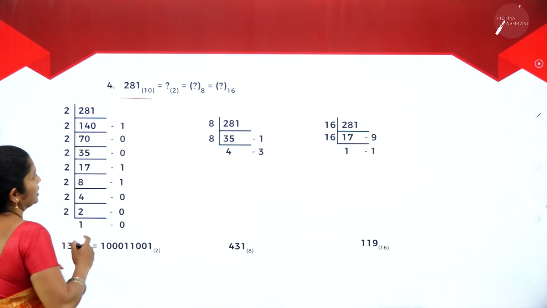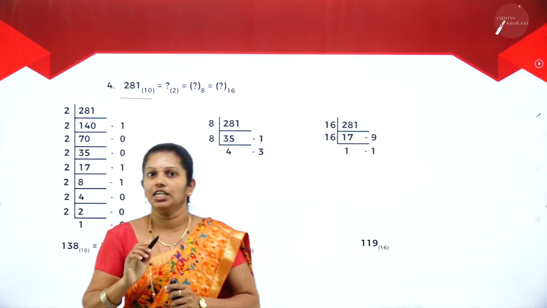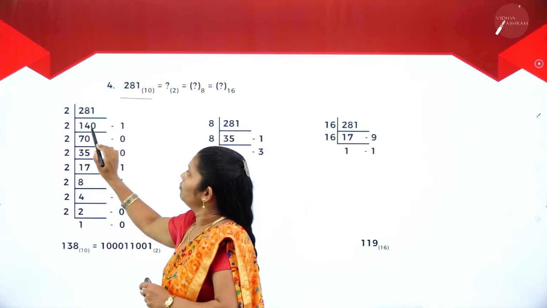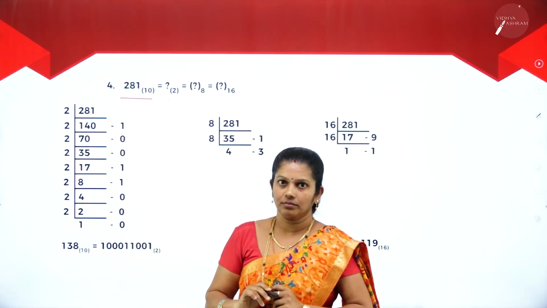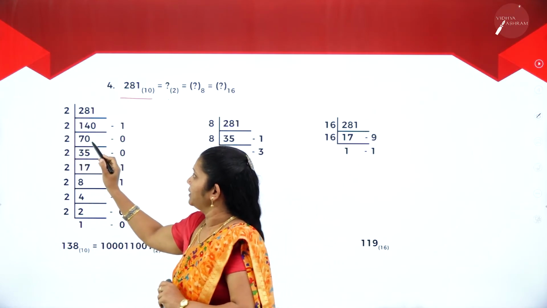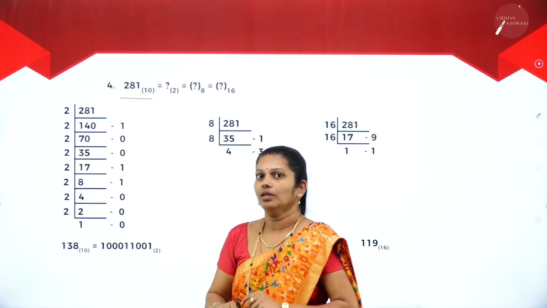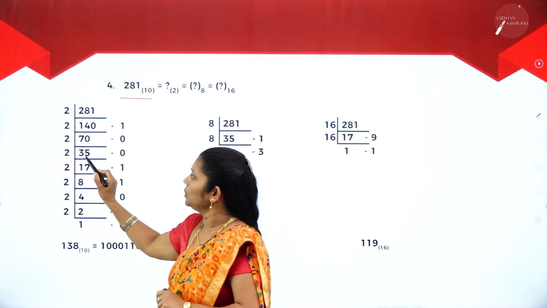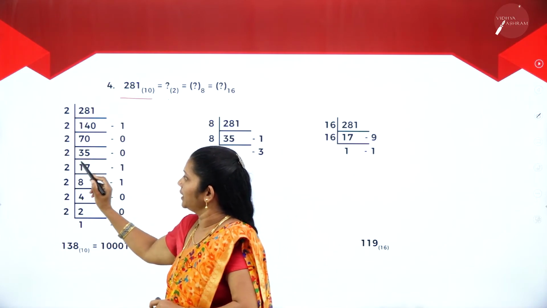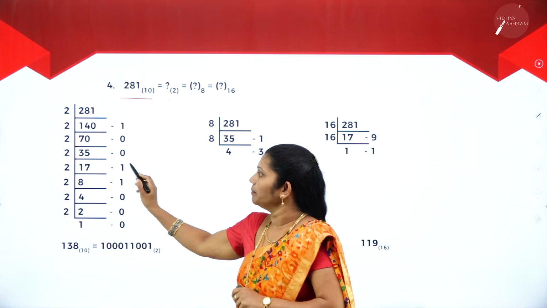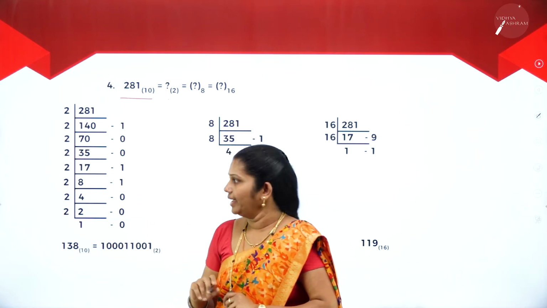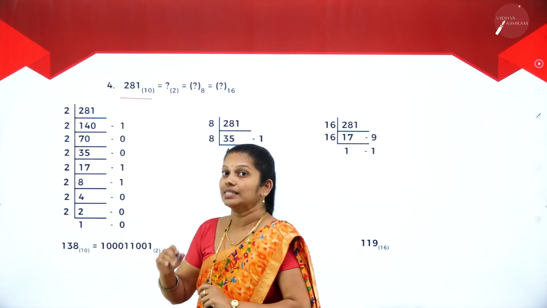Then what we have done? Once again 281 we have, that we will divide. 281 by 2: 2 1s are 2, then 8, 1, 4 2s are 8, remainder 1. Note the remainder. Once again divide this 140 by 2, then 70 is the quotient, remainder is 0. Then divide this 70 once again by 2, then 35, remainder is 0. Then once again divide this 35 by 2, then 17, remainder 1.